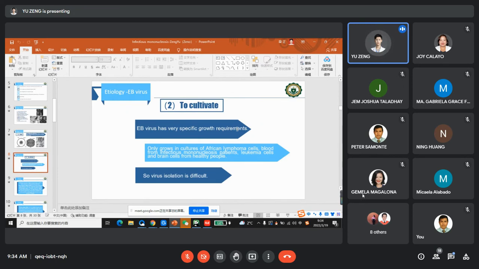EB virus has very specific growth requirements, which is actually pretty strict. It only grows in cultures of African lymphoma cells, blood from infectious mononucleosis patients, leukemia cells, and brain cells from healthy people. So virus isolation is actually pretty difficult.